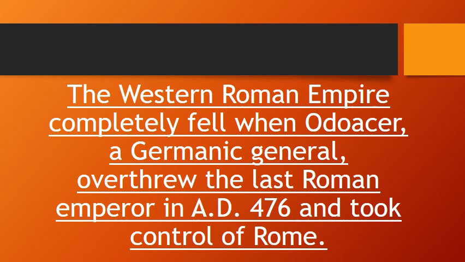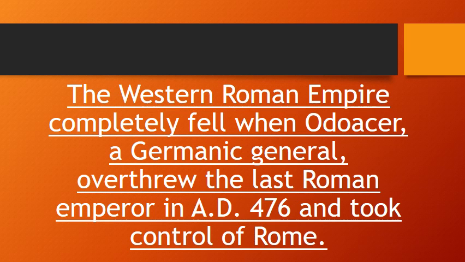You can write down your notes. The Western Roman Empire completely fell when Odoacer, a Germanic general, overthrew the last Roman emperor in AD 476 and took control of Rome. I'll read that again for you. It's up there for you to write down. The Western Roman Empire completely fell when Odoacer, a Germanic general, overthrew the last Roman emperor in AD 476 and took control of Rome. This western piece of Rome completely fell.